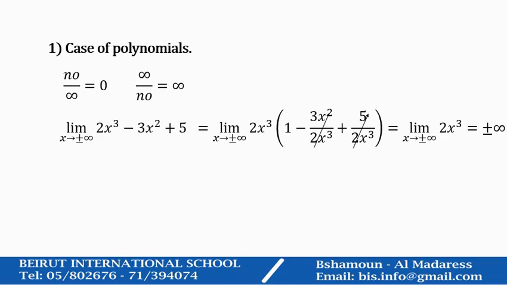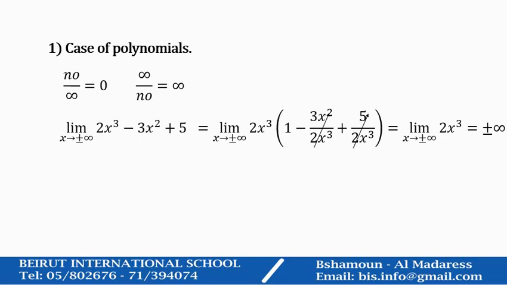A number divided by infinity is 0 because a number is negligible to infinity, and infinity over any number is infinity. The first example is we would like to find the limit as x approaches plus or minus infinity of this function.